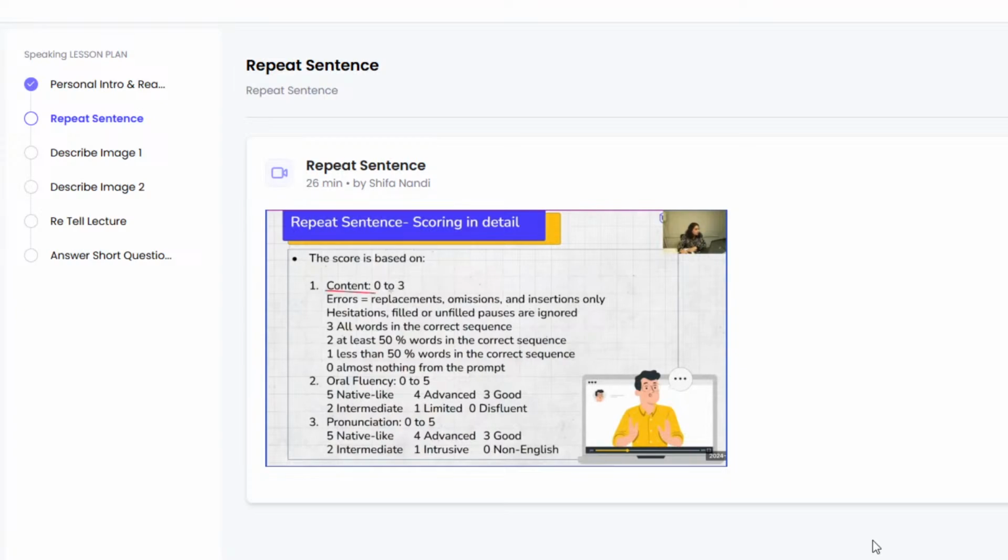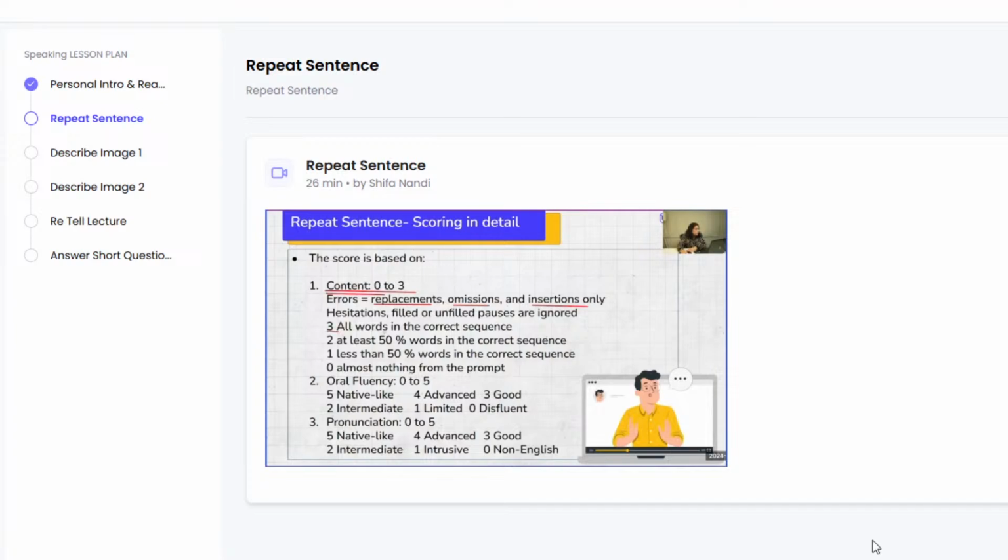So when we look at content, we know that it is going to be rated on a scale of 0 to 3. What exactly can impact your score in this area? Let's see that. If you make errors by replacing certain words or omitting some words that were mentioned in the track, or for that matter, adding a few words which were not mentioned in the track, that can impact your score in the area of content. Any kind of hesitations, filled or unfilled pauses, they would be ignored. The words should be correct as far as the content is concerned.